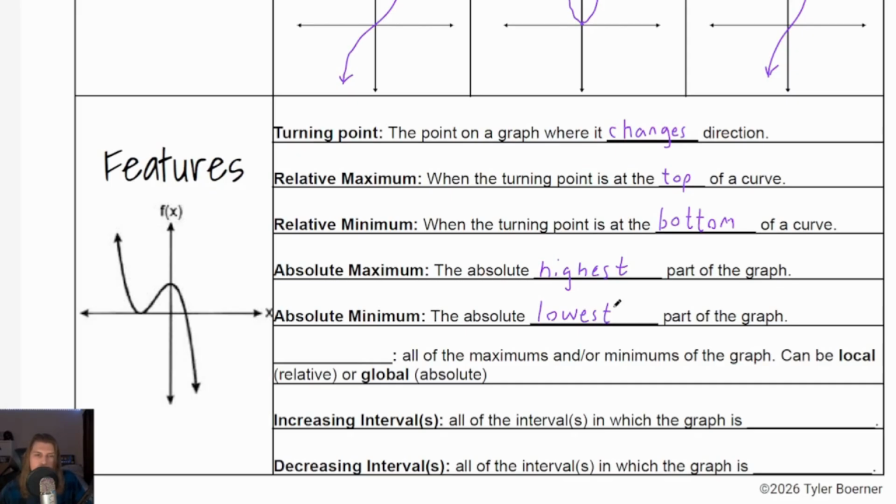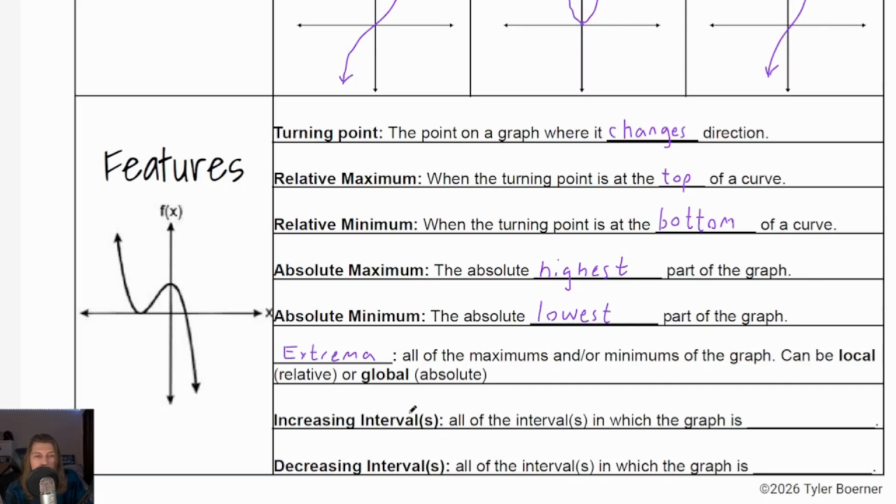These maximums and minimums actually have a specific name. We call them extrema. I've heard this pronounced a couple ways, which basically means all of the maximums or the minimums of the graph. So we may call these local, which is the relative ones, or global, which is the absolute maximums or minimums.